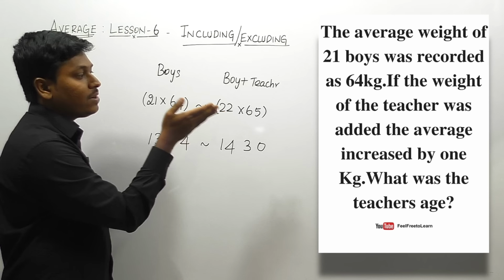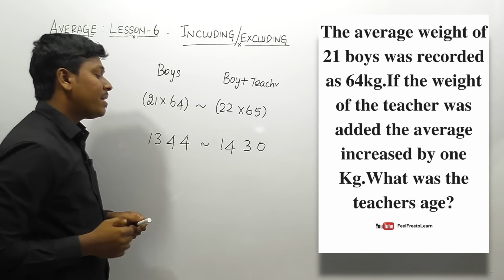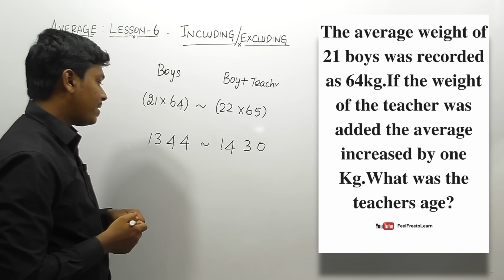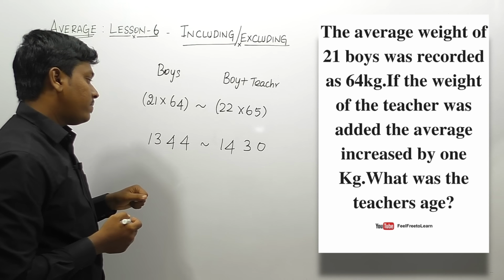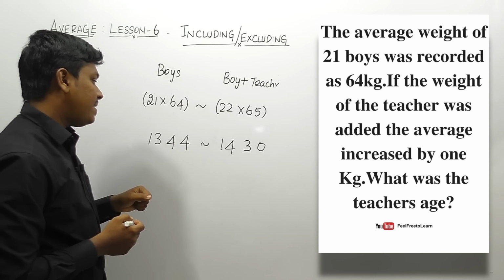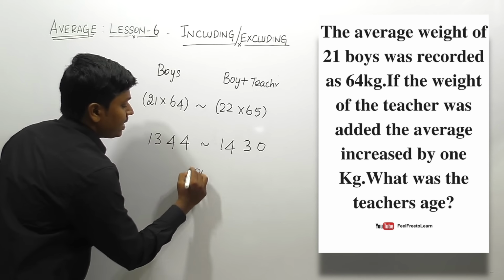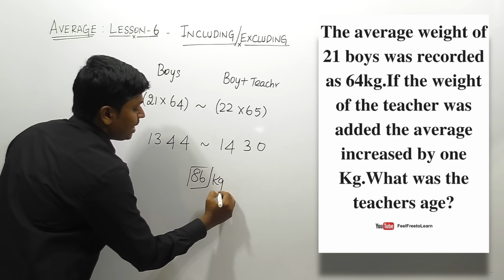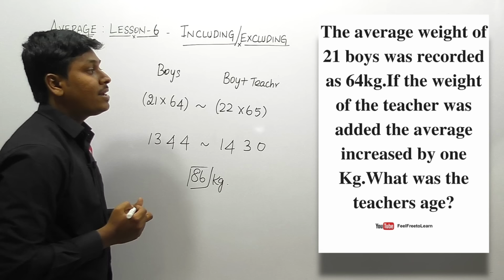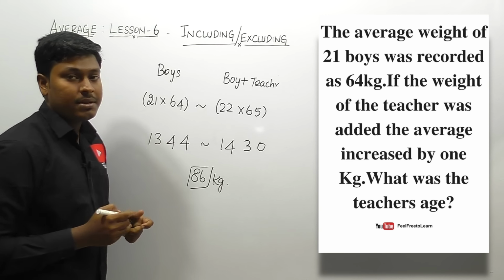So our target is to find the teacher's weight. When we subtract both the values, the resultant will be the teacher's weight, right? So 1344, 1430. I think the difference will be 86, right? So 86. Finally we can say that the teacher's weight will be 86 kg. So finally we got an answer, that is 86 kg for question number 1.